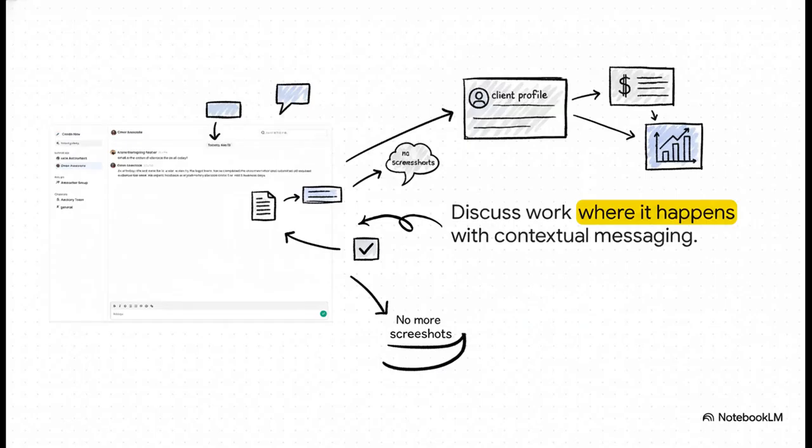First up is what's called contextual messaging. Now, this isn't just your standard chat. You can literally start a conversation or drop a comment directly on a client's profile, a specific transaction, or a report. What does that mean? It means no more taking screenshots and pasting links to explain what you're talking about. The context is already there.